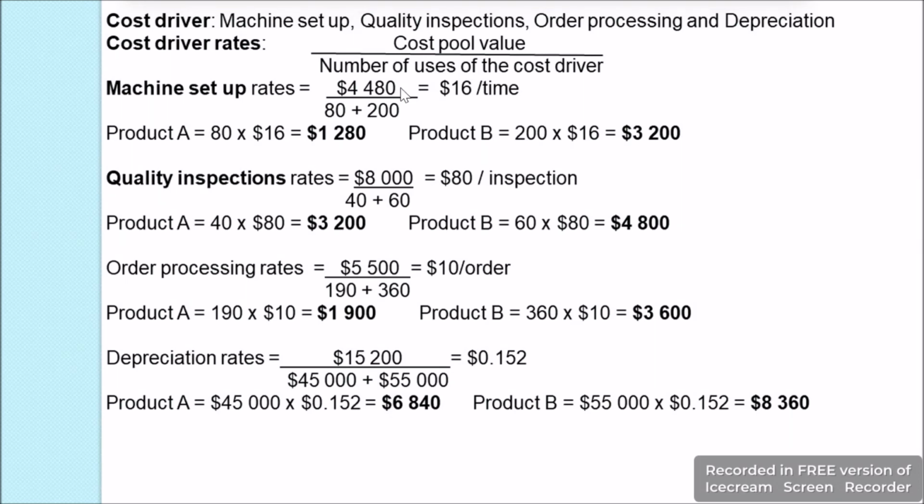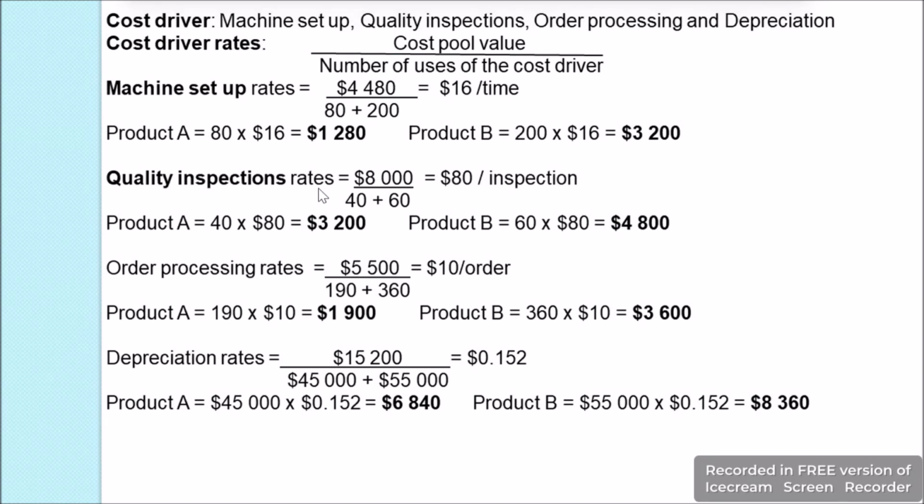So 4,480 divided by 280, we get the value as $16 per time, that is for one machine setup we require $16. So for product A we require to set up machinery 80 times, so 80 times 16 will be 1,280, and for B it will be 200 times 16, which will be 3,200.